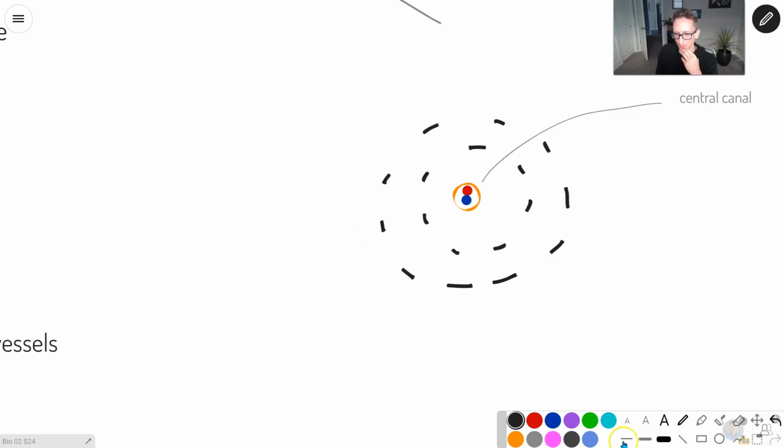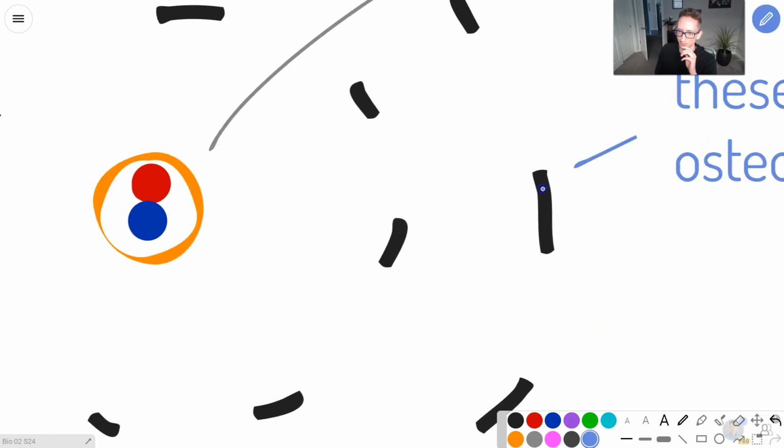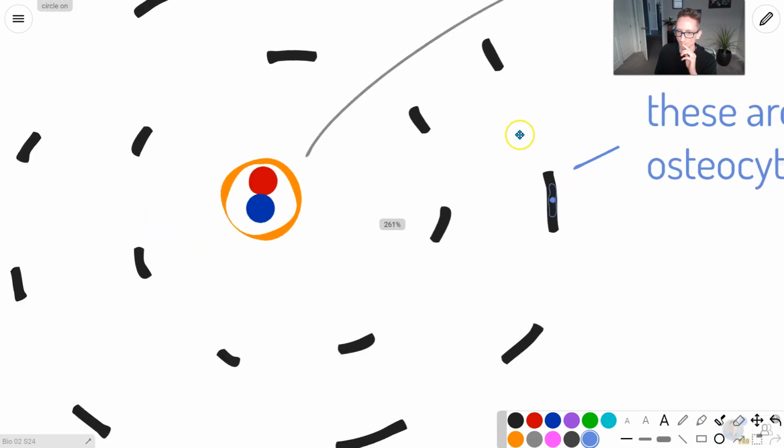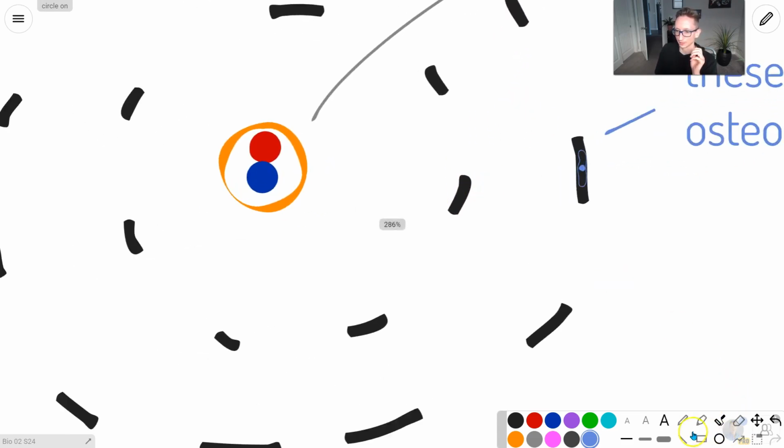Yeah, I think that's it. That's all we'll do. Okay. And these little things are where the osteocytes sit. So there'll be a little osteocyte in here. I'm not going to draw them all in, but there's going to be a little osteocyte chilling in here.